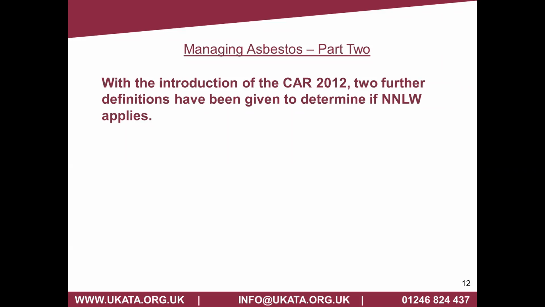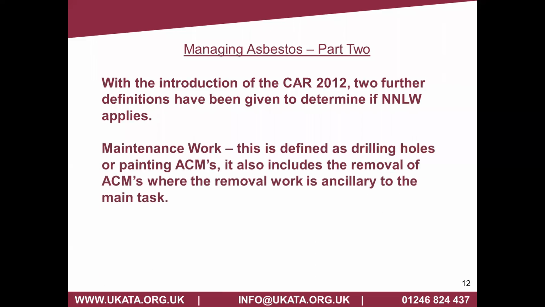Now, the concern here is a lot of clients get this question about: is it maintenance or is it removal? Because they are actually removing the asbestos. So maintenance has been further defined, and the statement there is defined as drilling holes or painting. It also includes the removal of ACMs where the removal is ancillary to the main task. So, for example, the plumber has to remove the panel to repair a leak. The actual removal would only be undertaken because the plumber has to repair that leak. Therefore, the removal is ancillary. It's not classed as removal, it would be classed as maintenance works.